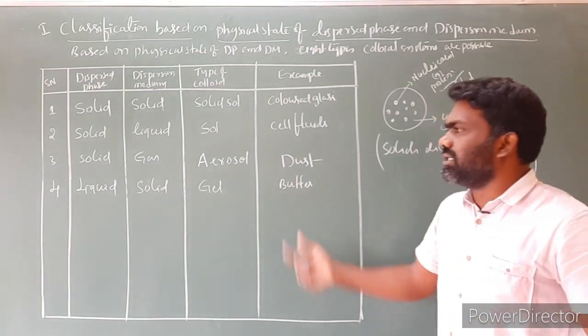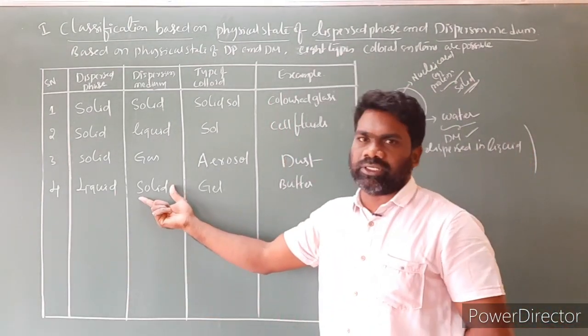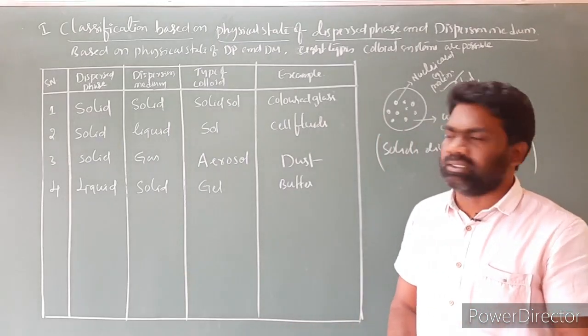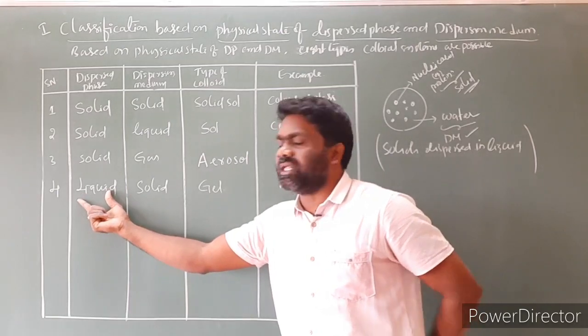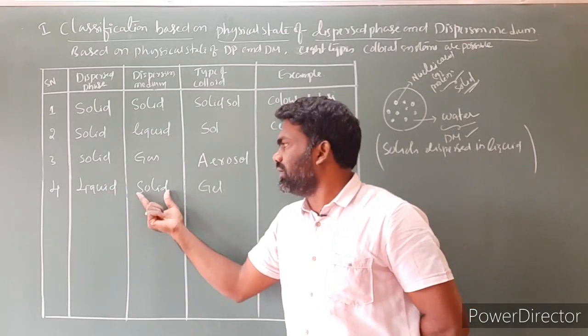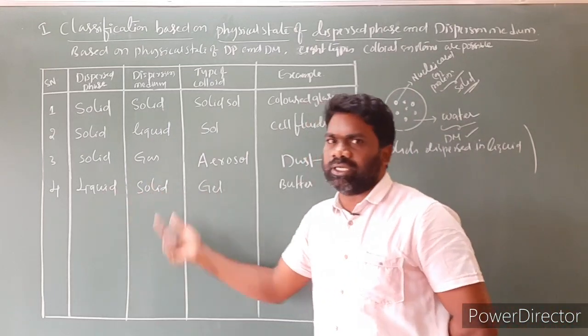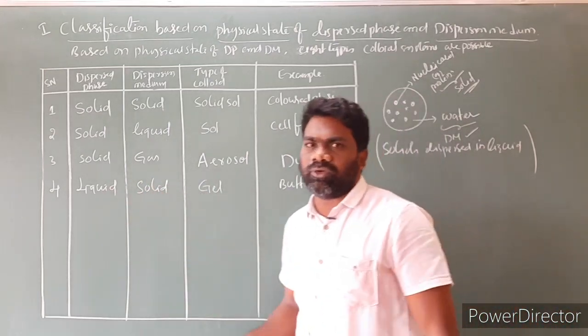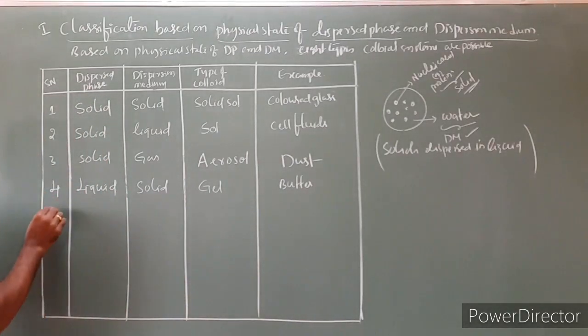So in butter, the liquid is dispersed in a solid. Here the liquid we can take as water. The water is dispersed in oil in the butter. So butter is an example for a liquid in solid. Liquid in solid we generally call gels. This is the fourth category.